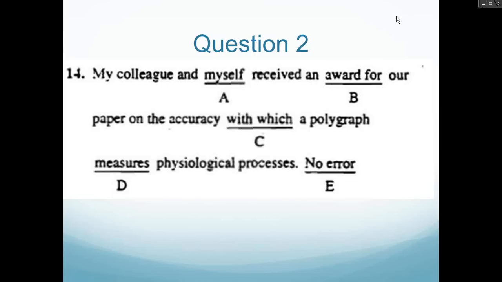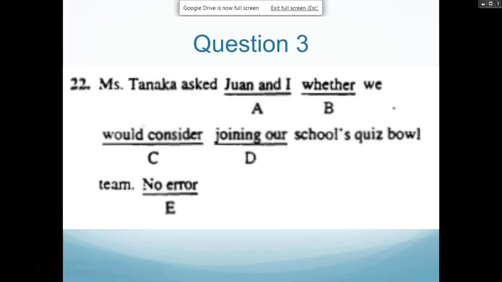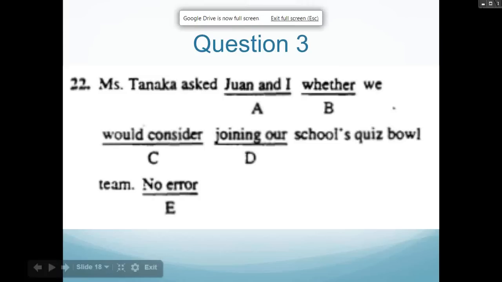There's a lot of stuff on here that students can grasp pretty easily. So this is a real SAT question, my colleague and I. Choice A is the error. Let's move on. Okay, read this one, and then I am going to launch a poll for this one. Okay, so get an answer in your head and let me launch this poll.